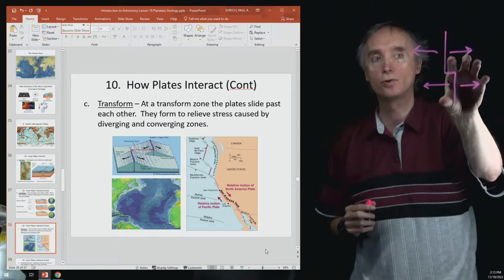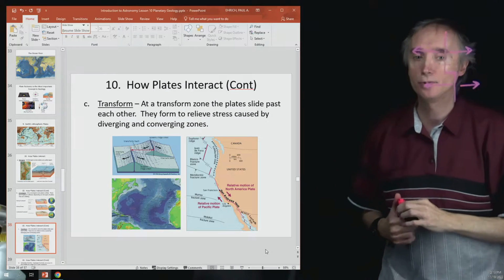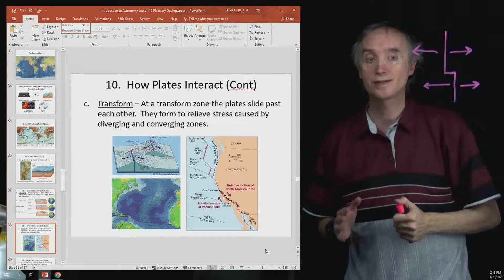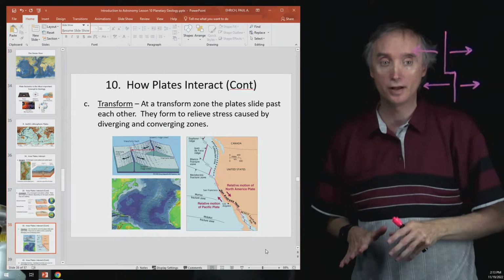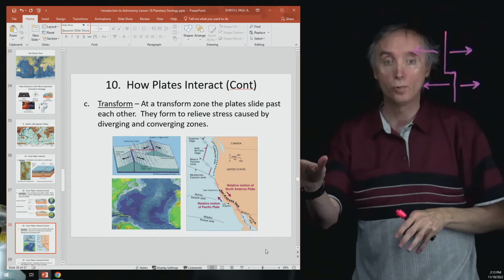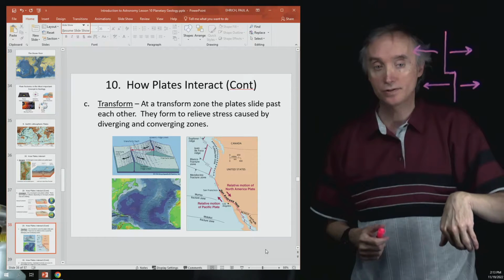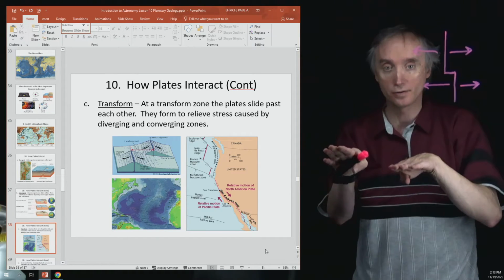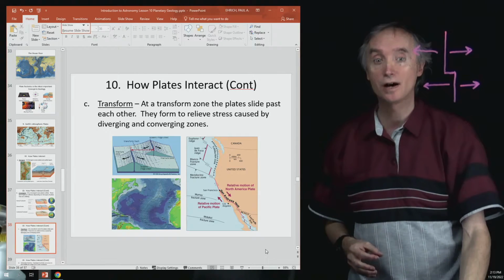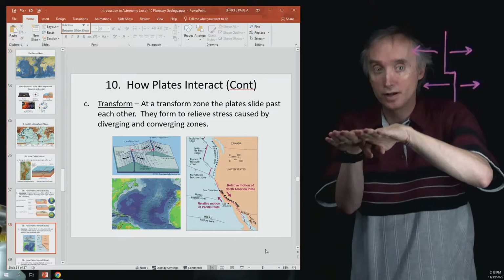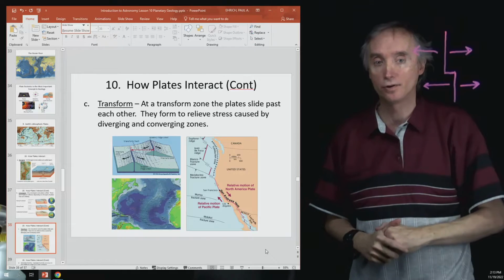And so these transform faults can eat into a continent. And so an example of this is the San Andreas Fault. So the San Andreas Fault is where you've got the Pacific plate trying to go northwest, and then the North American plate is trying to go southeast, and they're going against each other. And now what happens is that the two plates get stuck, and then all of a sudden they release. So when they release, that's how you generate an earthquake.